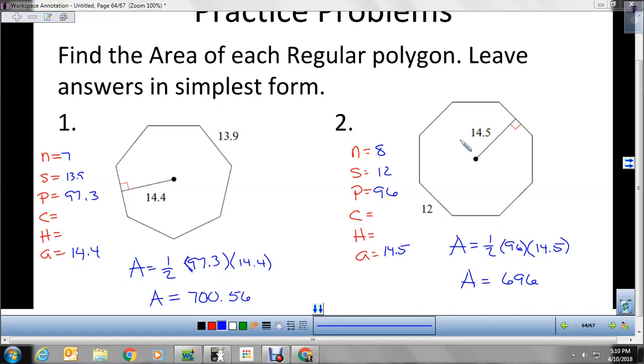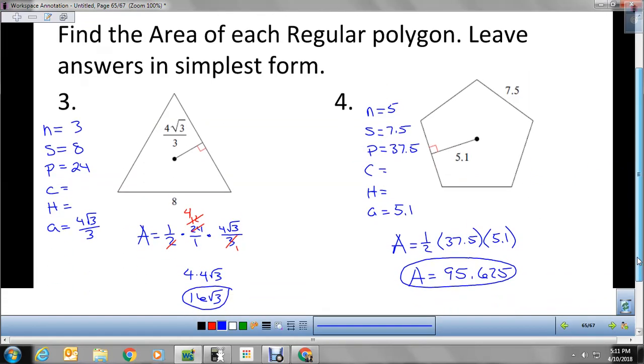The next one, number 2, we've got 8 sides this time. Side length is 12, which they gave us, and perimeter is 96. Apothem is going to be 14.5, so the area is found by doing 1/2 of 96 times 14.5, and that gives us 696. Let's go to the next one.